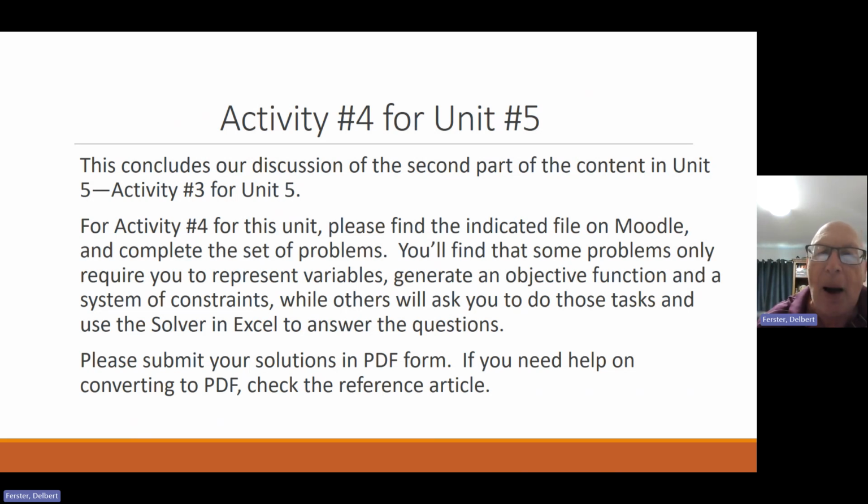All right, I'm going to head on over to Excel and we'll take a look at a solution to that second example, and that will wrap us up for Unit 5. See you there.